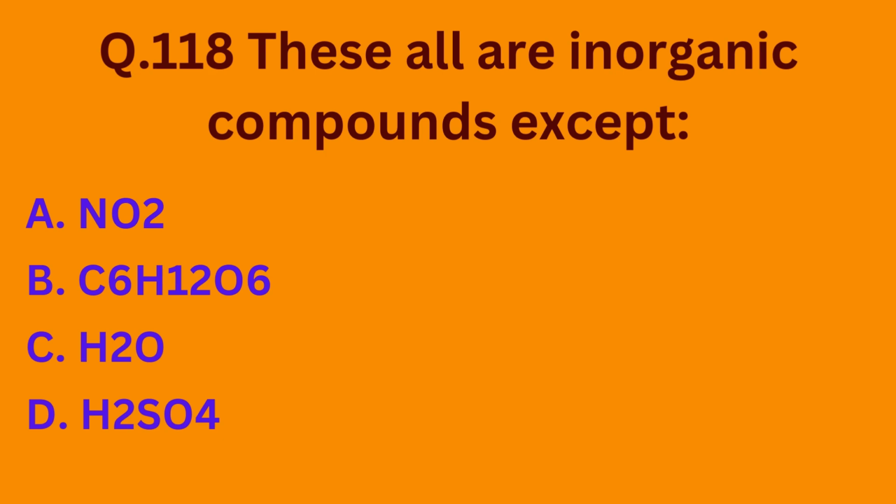Coming to our next question. These all are inorganic compounds except option A, NO2, option B, glucose, C6H12O6, option C, water, option D, H2SO4, sulfuric acid. So the correct option is option B. Glucose is basically an organic compound. Rest all are inorganic compounds.